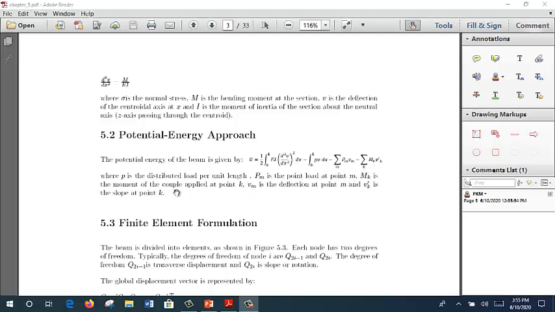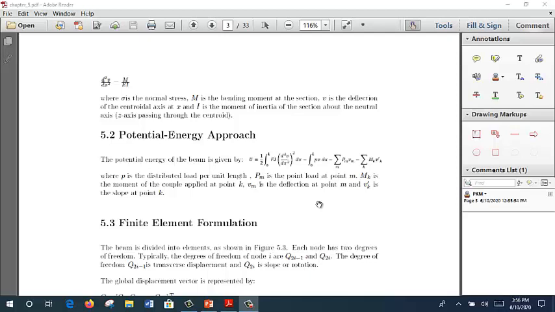What is p? p is a distributed load per unit length, and P_m is a point load at point m, and M_k is the moment of the couple applied at point k. v_m is the deflection at point m, and v prime k is the slope at point k. I think this section is just to give you an overview of that. No need to remember.